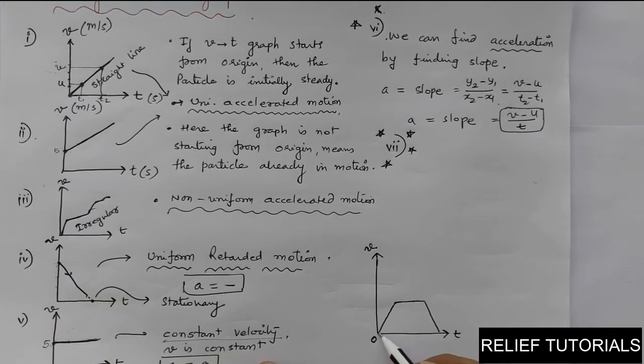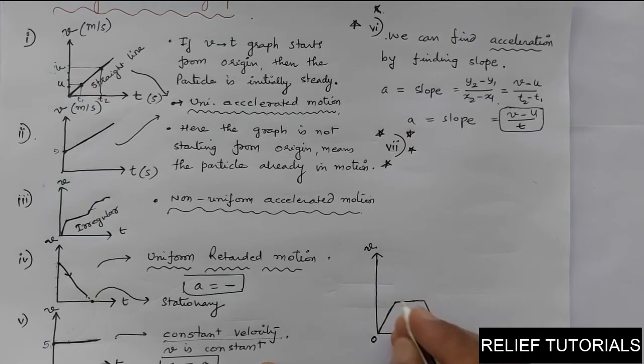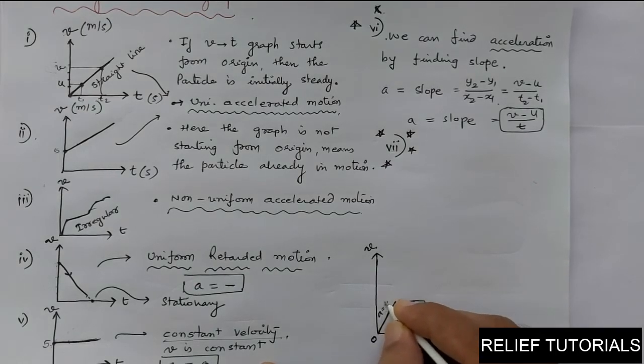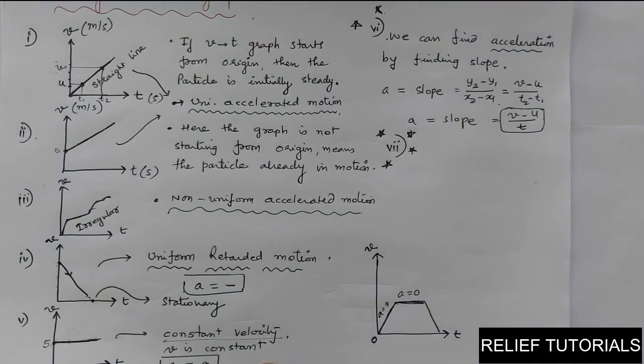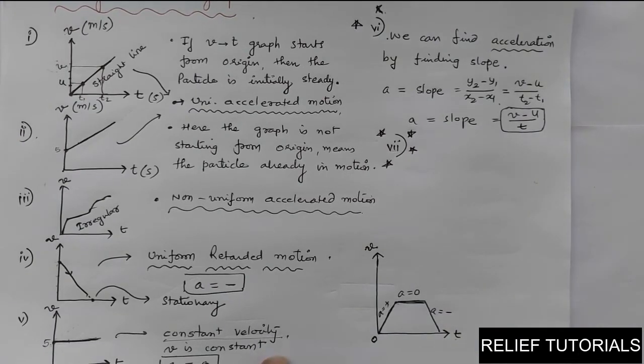The type of motion for the first part of the graph is uniform accelerated motion. So here the acceleration will be positive. Here the particle is moving with constant velocity. Constant velocity means zero acceleration. And here the particle moves with retarded motion. So for this part, acceleration is negative.